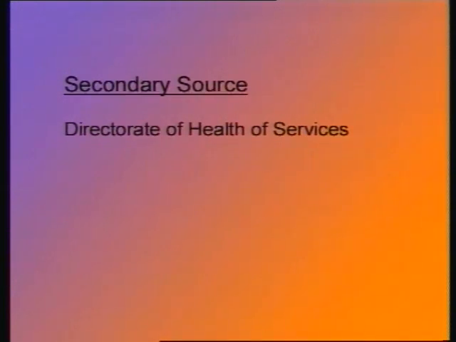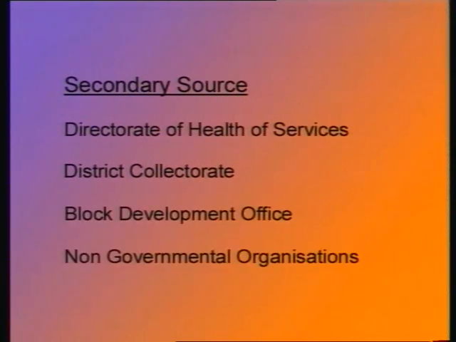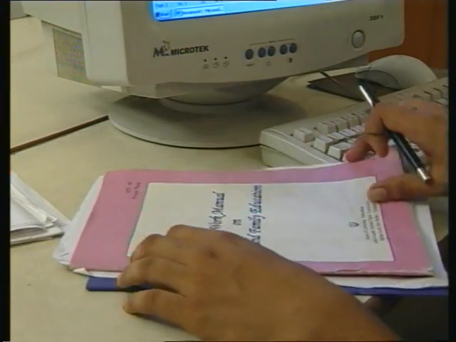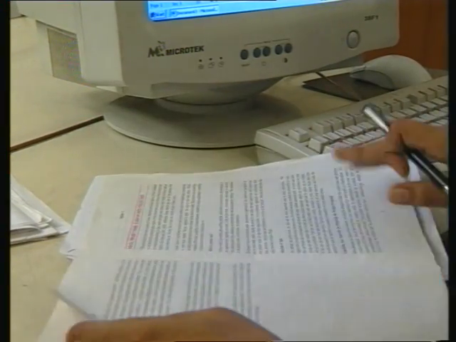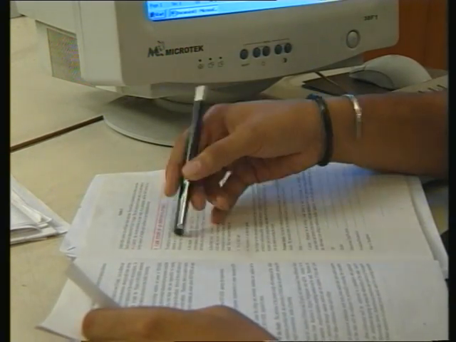Secondary sources include Directorate of Health Services, District Collectorate, Block Development Office, non-governmental organizations. Based on all this information, a final report is to be prepared, which will include your personal observations. You could also provide some suggestions for improvement.